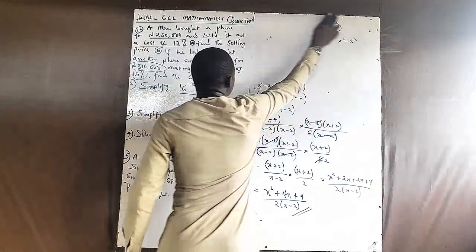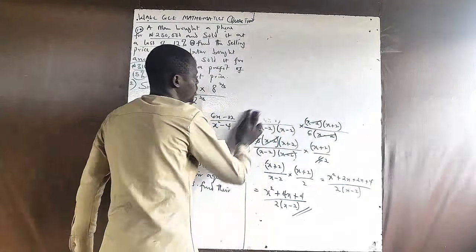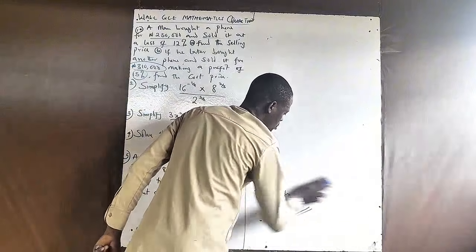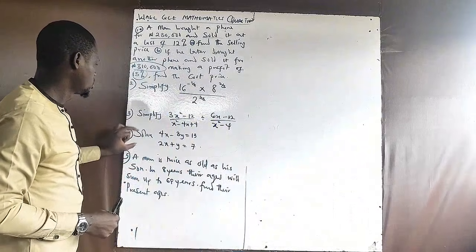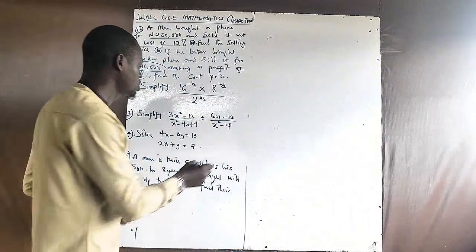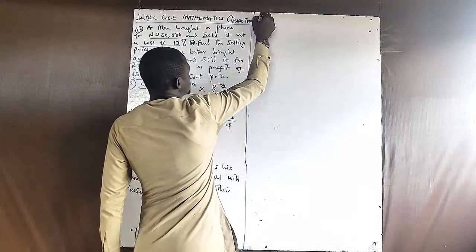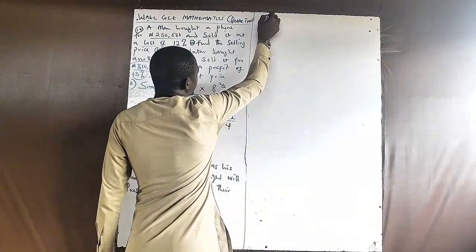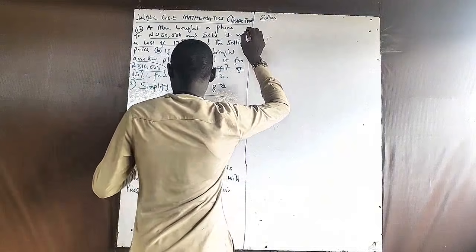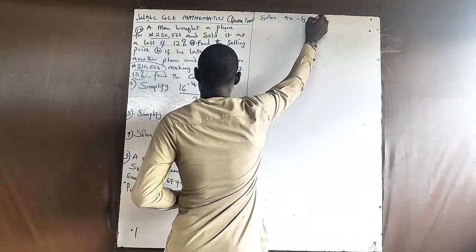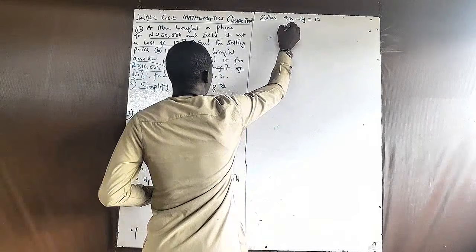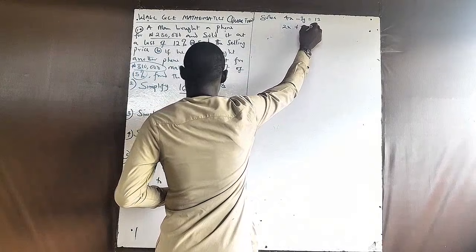Now the fourth question that is here is under simultaneous equation. How do we solve the simultaneous equation? Solve. You have to solve 4x minus 3y equals 13 and 2x plus y equals 7.